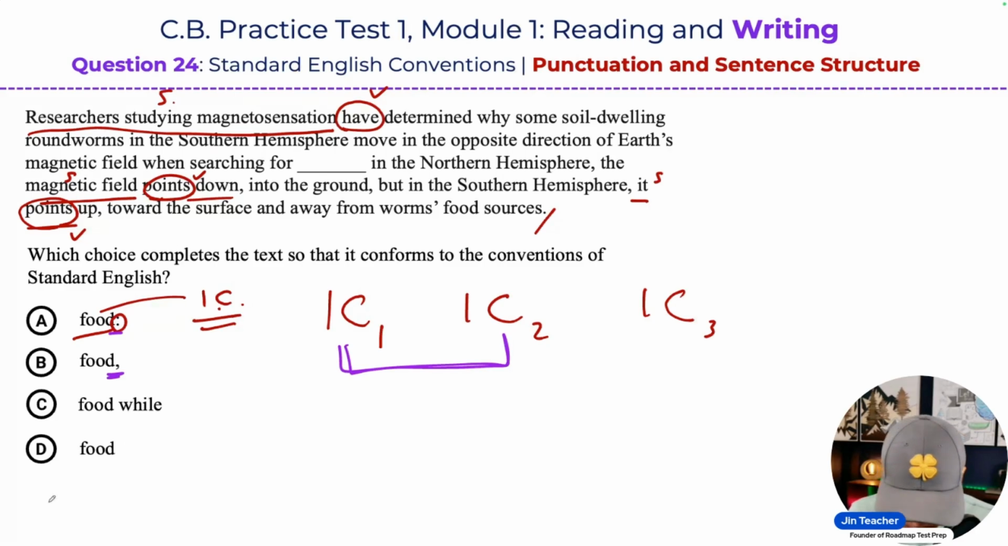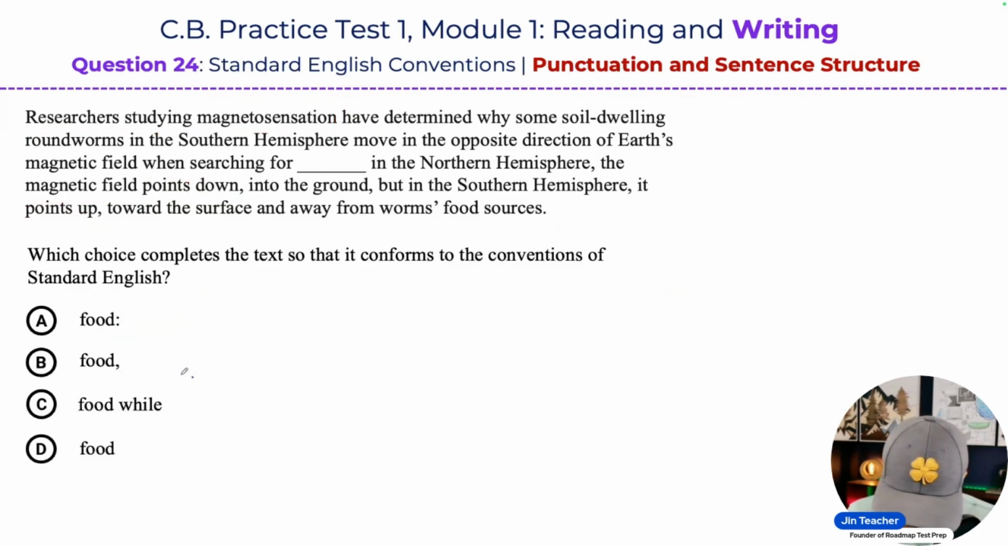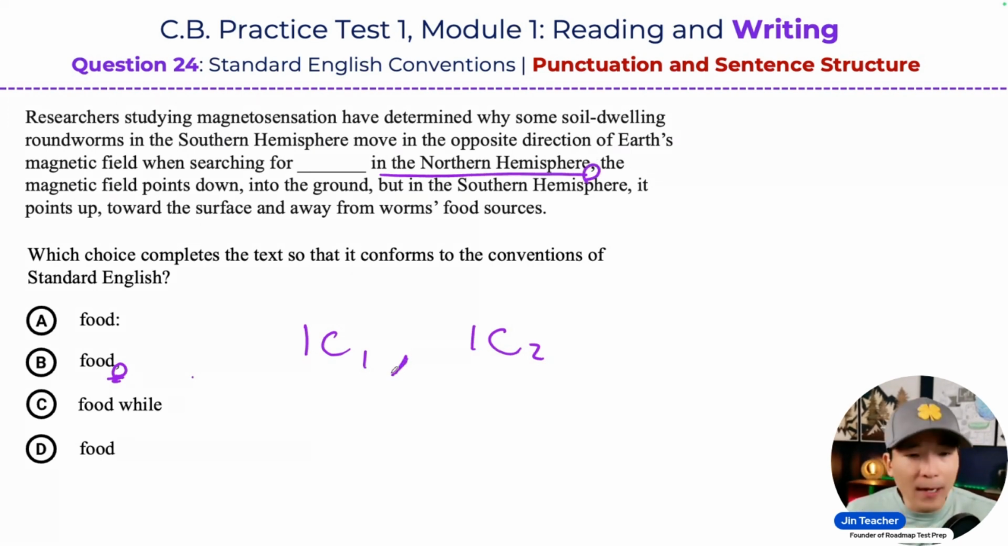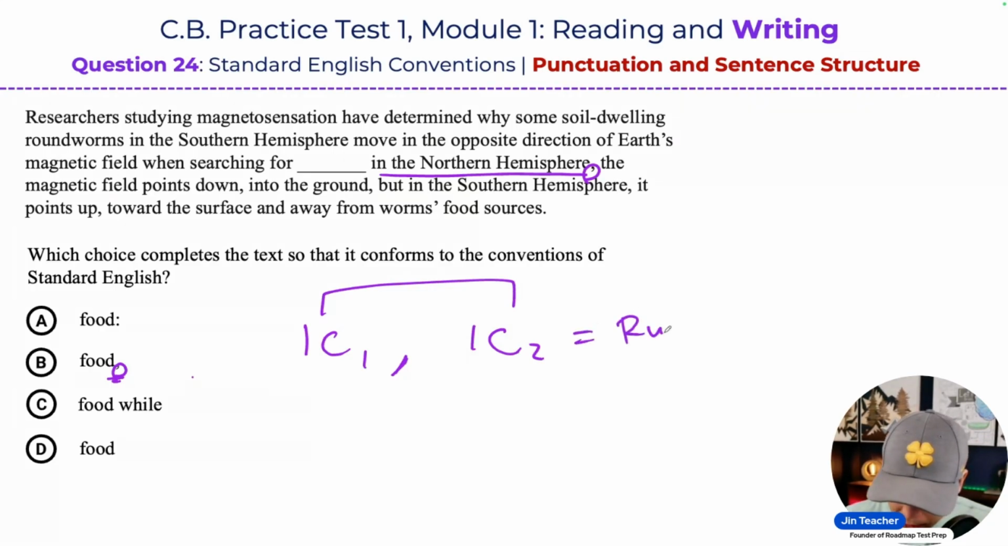Okay, so if we plug in answer choice B into the passage, what do we notice? We notice that these 2 independent clauses, IC1 and IC2, are only separated by a comma, right? I know that we have this phrase in the northern hemisphere, and then we have a comma here as well. But the way that you have to look at this is these 2 independent clauses are just separated by commas and a phrase. So this creates a run-on sentence, that sentence structure error that we want to avoid on the SAT, okay?